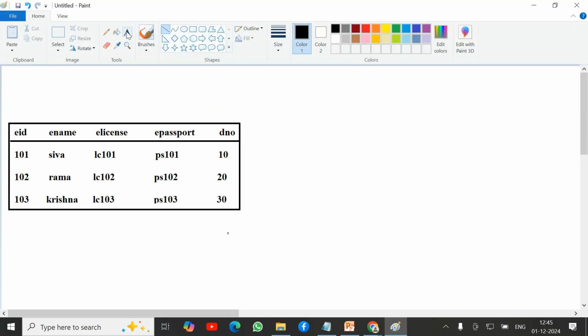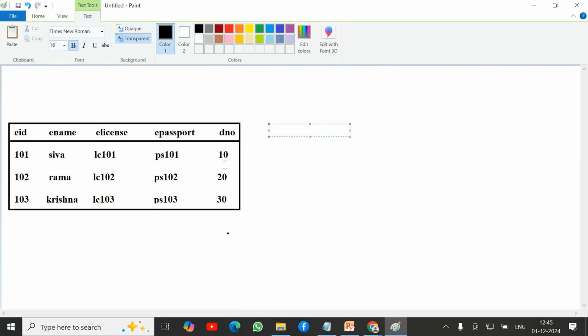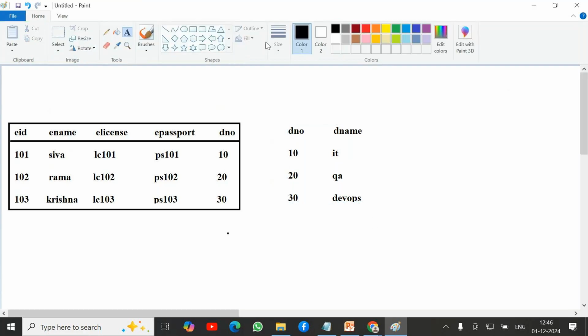Next, I am creating one more table, the second table, a department related table, with department number and department name. 10 is, suppose, IT, 20 is QA, and 30 is the DevOps team. Different domains. Here I have created two tables.